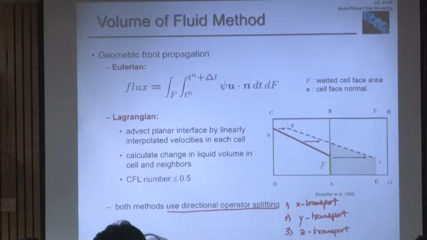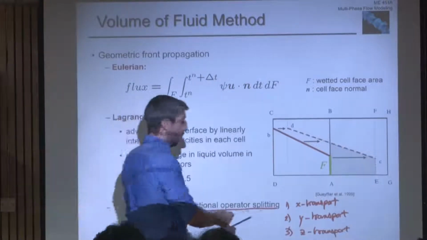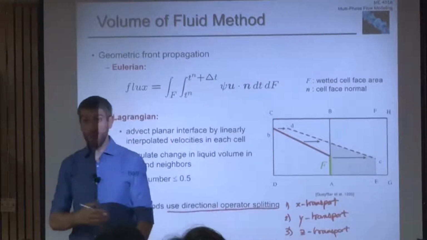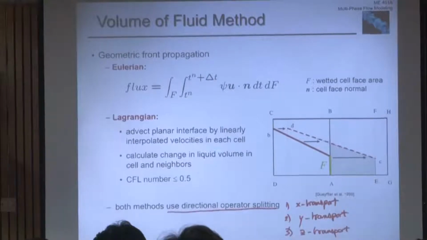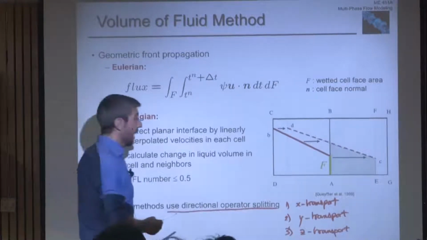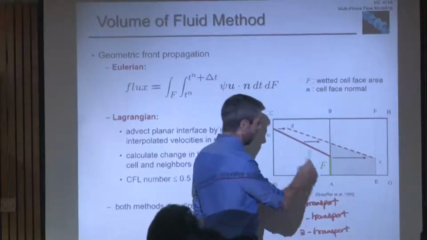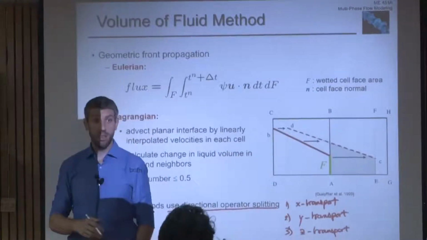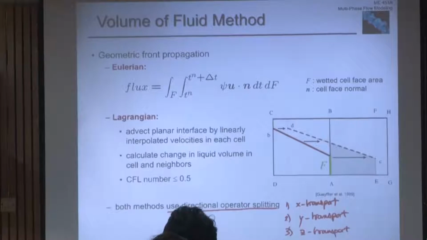If you know the velocity, so now let's think only about x transport. If you know the u velocity, which you do, it's obtained from the flow solver, then you can manually take the segment that you've created, this line that you've constructed. You can manually take this and advect it at that u velocity that you know.